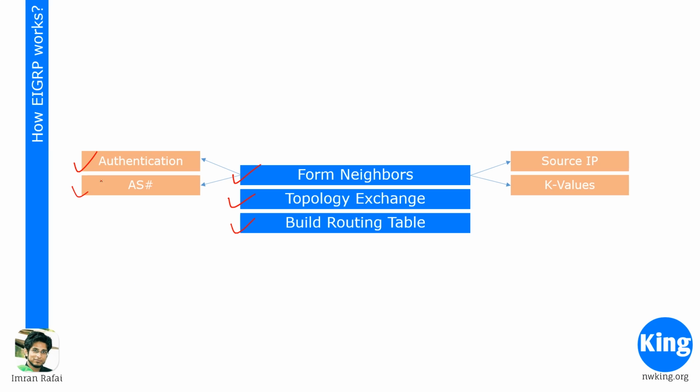Both should be part of the same autonomous system. When you configure EIGRP, you give an autonomous system, so both the devices should have the same autonomous system number. Then the hello message should be coming from a common subnet, a common interface through which the hello packet is coming, and then the K values should match.